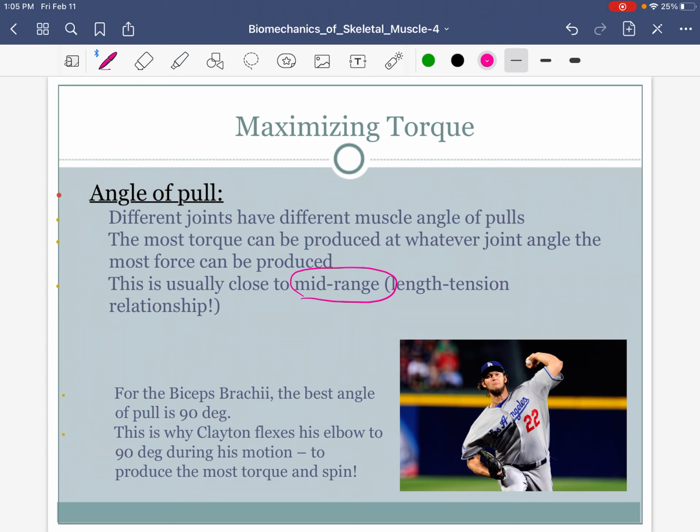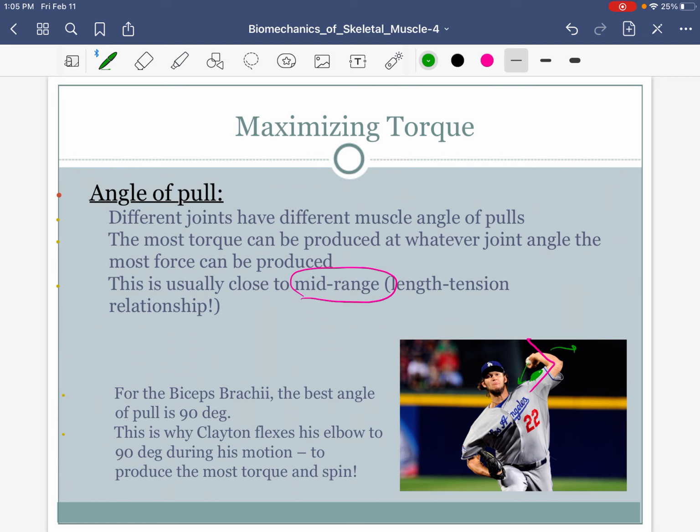So what we're saying is, for example, Clayton Kershaw here, he wants to have his elbow flexed to about 90 degrees because 90 degrees is a great angle of pull for the biceps muscle. You don't want that muscle to be too contracted. We don't want his elbow to be too bent, or we don't want the elbow to be too extended.